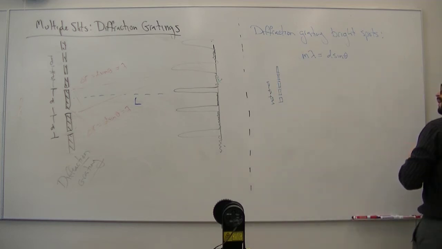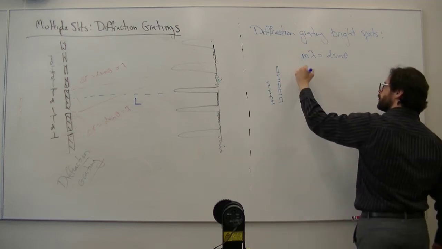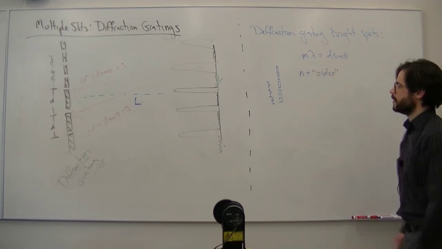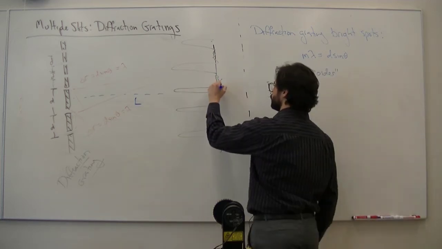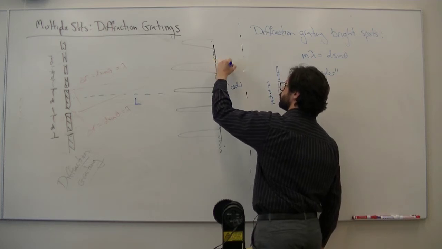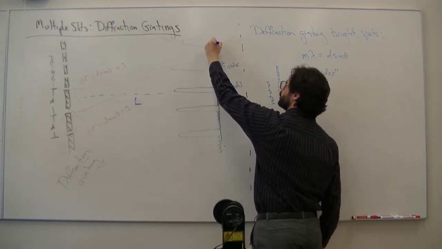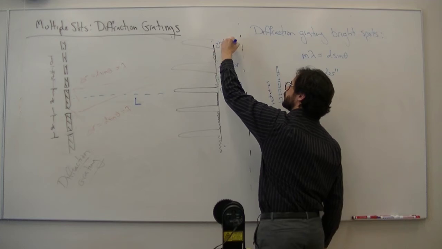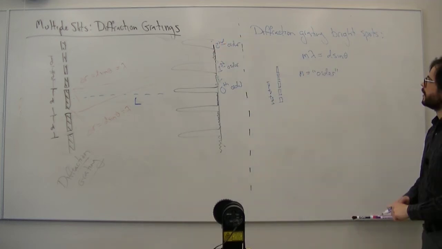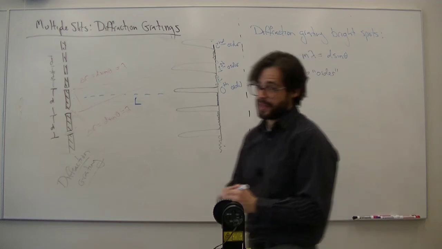Okay. And this, again, the m is what's called the order. So this would be the 0th order. Right fringe, this would be the 1st order. And this would be the 2nd order, and so on. So those are just the names of the peaks, 1st, 2nd, 3rd order. Okay, so basically we get to reuse this.